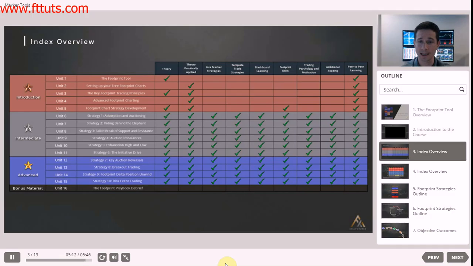There are 10 unique strategies throughout the Footprint course. And once you've completed all 15 units, you can then move on to unit 16, the bonus material. Obviously, once you get to unit 16, you can then go and view a debriefing, a strategy session of how I would take the tool at the end of the day, how I would go look for new strategies, and how I would apply my understanding to the Footprint tool. And do note, guys, this is exclusive material only. It will only be for the Footprint subscribers.